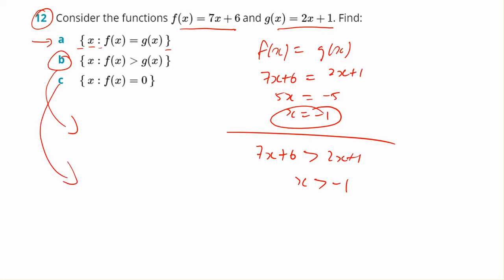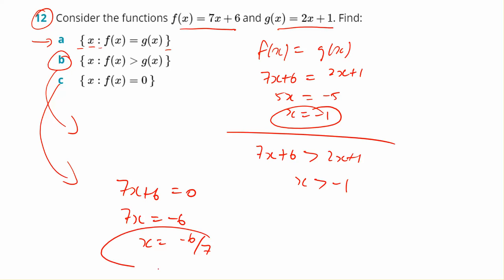Part C, f of x equals 0. So you want 7x plus 6 equals 0 and solve for x. So x would equal negative 6 on 7, and you are done.